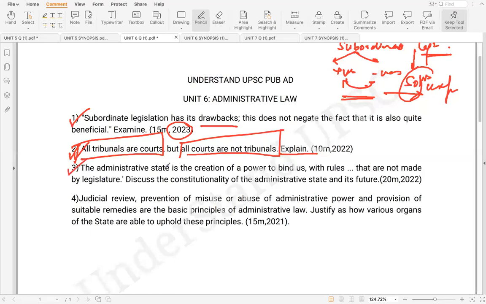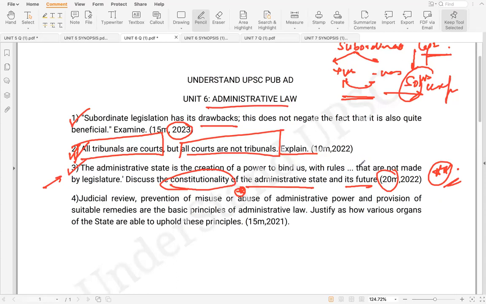the administrative state is the creation of a power to bind us with rules, etc., that are not made by the legislature. Discuss the constitutionality of the administrative state and its future. It's a 20 marker question. It's also very important. There's something new that whatever you've read in terms of the administrative state, you can link it to that, as it is an administrative law question.